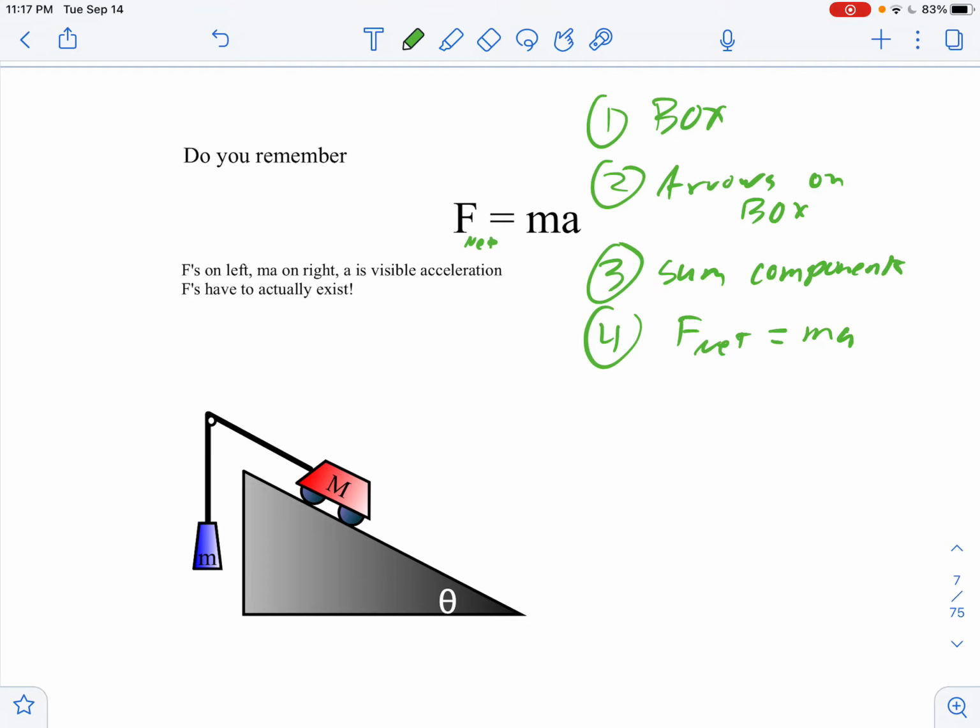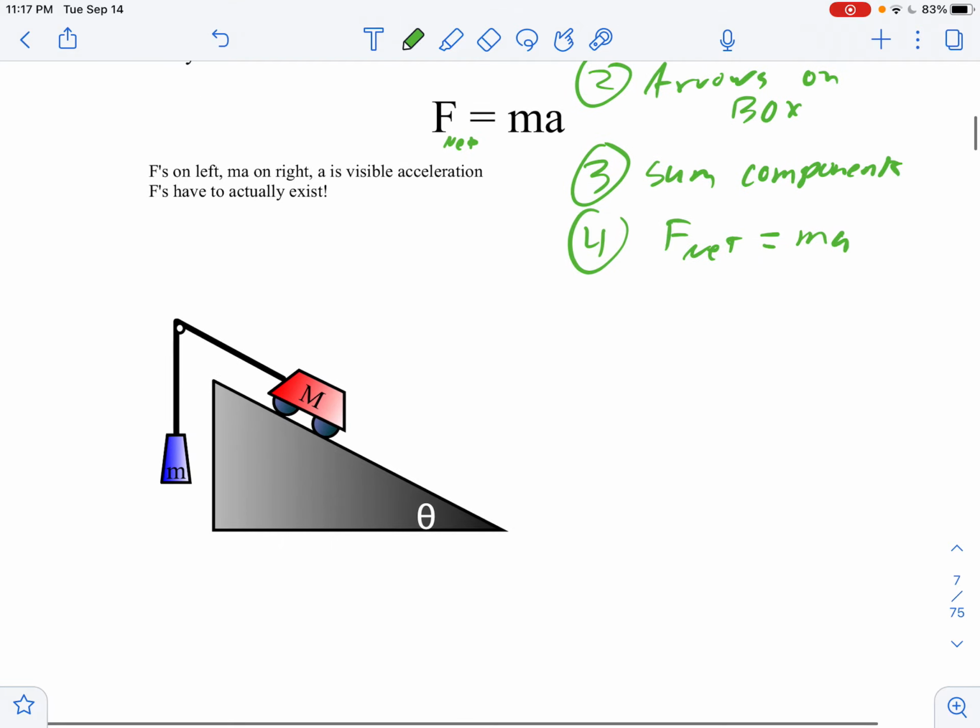Okay, all those things should be coming back from last year. So I'm going to set this up here. I've got a mass, and it's on some wheels. We're going to call this one frictionless. We'll deal with friction a little bit later on, because this will keep things complicated enough.